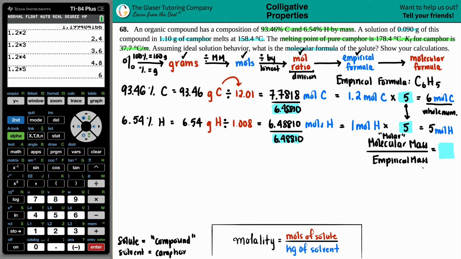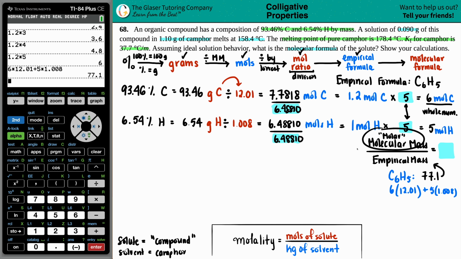Now with C6H5, I can find my empirical mass, right? If I have an empirical formula of C6H5, on the periodic table, we have 6 carbons, so 6 times 12.01 plus 5 times the mass for the hydrogen, 1.008. 6 times 12.01 plus 5 times 1.008, and I get roughly an empirical mass of 77.1. And that's the number that goes on the bottom.